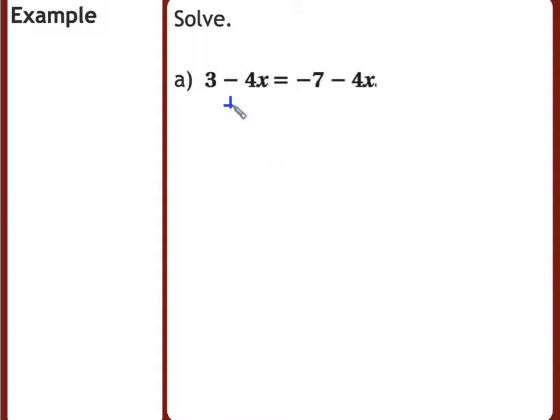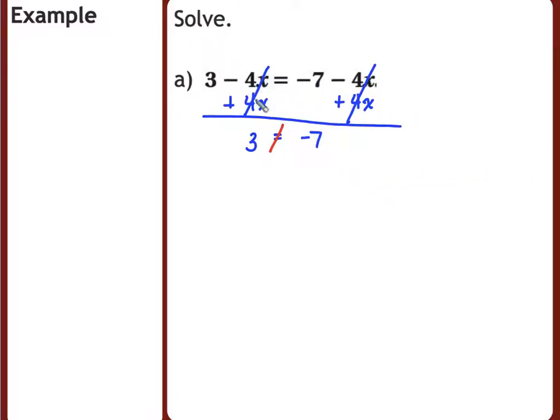I'm going to try and add 4x. What I do to one side, I have to do to the other. Well, I have 3, and a negative 4x and a positive 4x, that's 0. So 3 is equal to negative 7. A negative 4x and a positive 4x, that goes away. So now I have 3 is equal to negative 7. Well, 3 is never equal to negative 7.